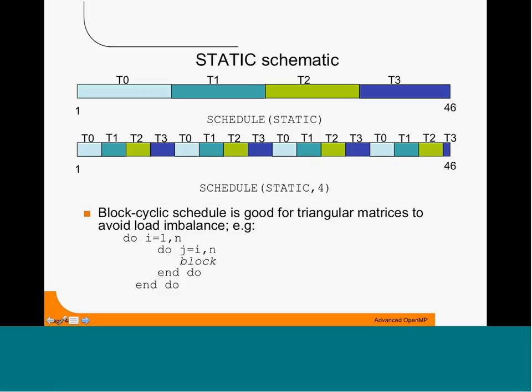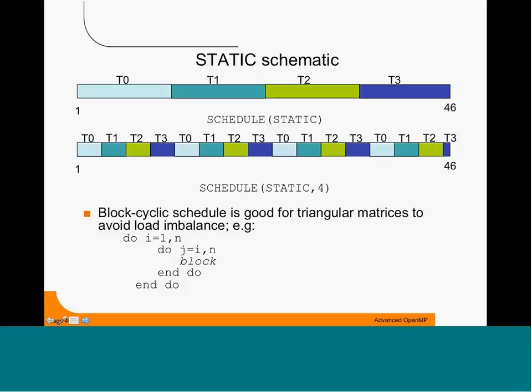So here is an example. Let's say you have 1 to 46, and then you have, say, 4 threads: T0, T1, T2, and T3. So it's 46 divided by 4, and whatever the chunk size is, each thread is going to do that much amount of work. That is the schedule set, right? Default.